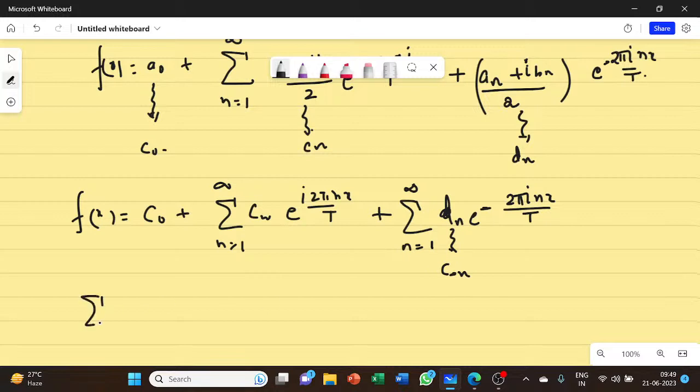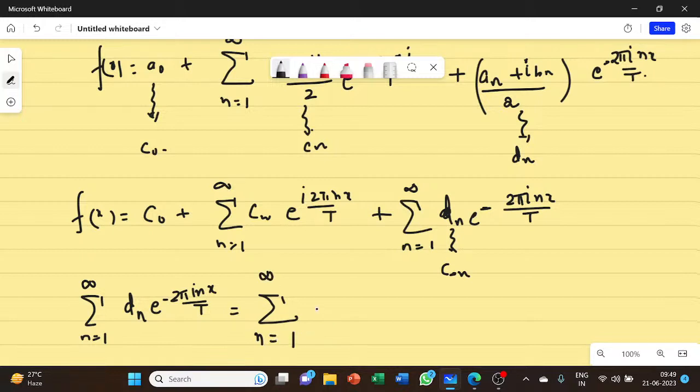So I'll show you here what I want to say. I'll write d_n, this is like minus 2π iota nx upon T, and from n equals 1 to infinity. So instead I will write summation n equals 1 to infinity.